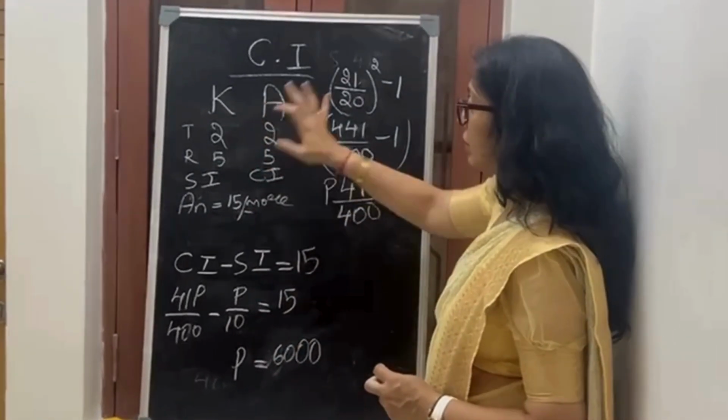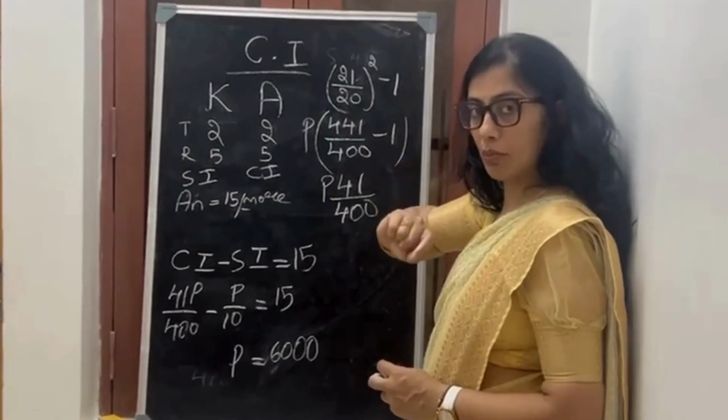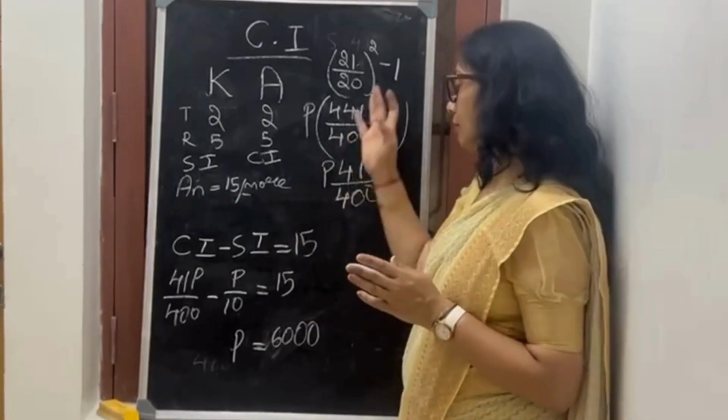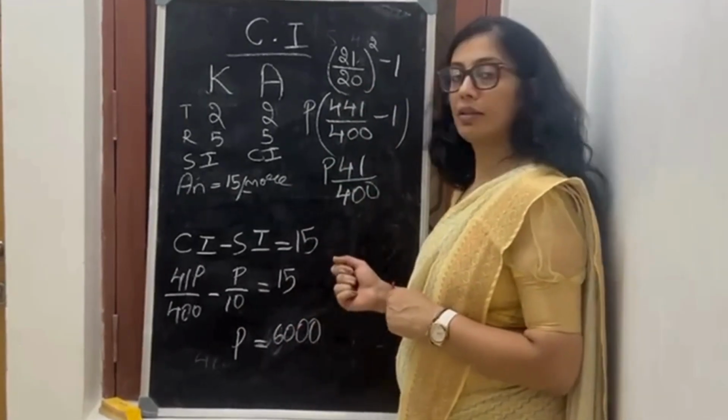So Kamal and Anand, the principal sum of money which they both used was 6,000. See, the sum looks so complicated, but when you solve it, it's so easy. Okay, thank you so much.